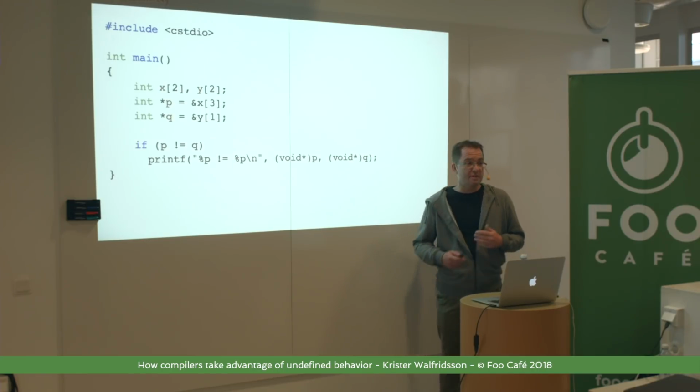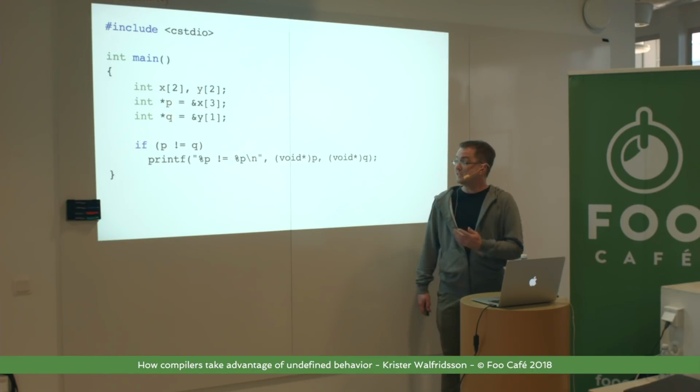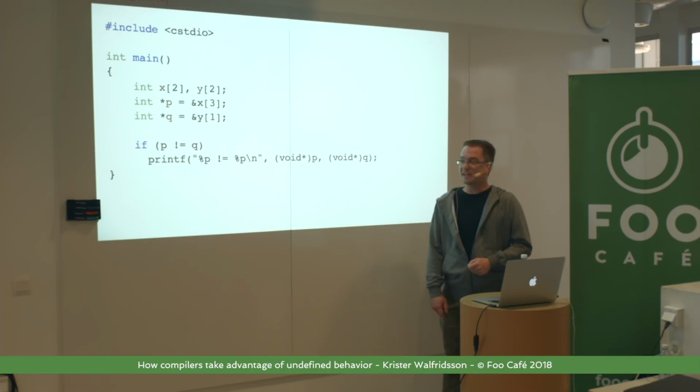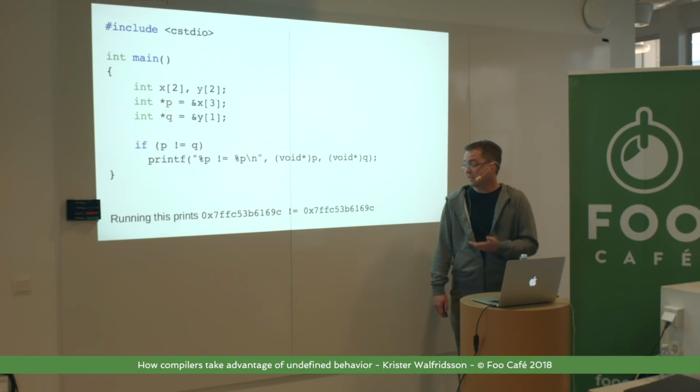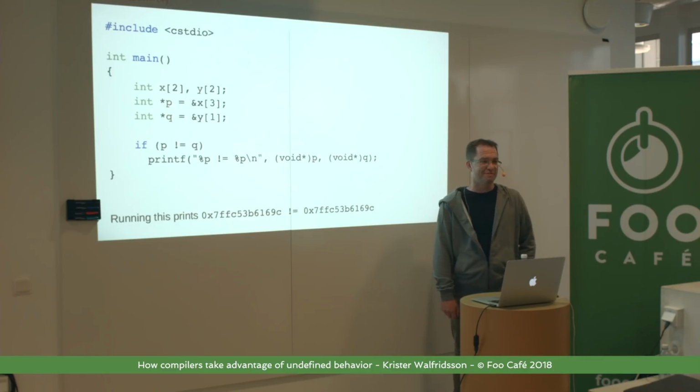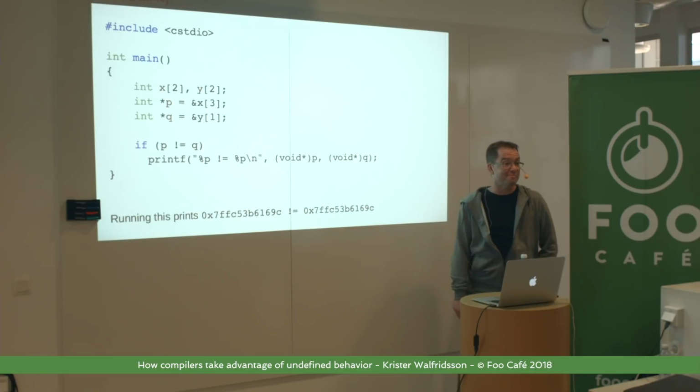But when the compiler does its analysis, it sees that p and q are different arrays. So of course they are different, and it can optimize this to if true. So when I run this, it prints that those two pointers are different, even though they have the same value.